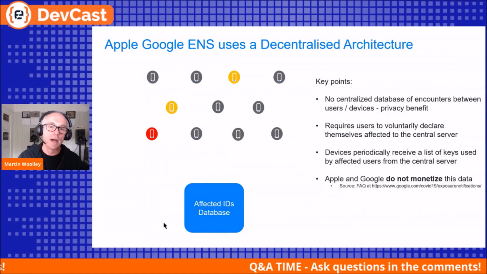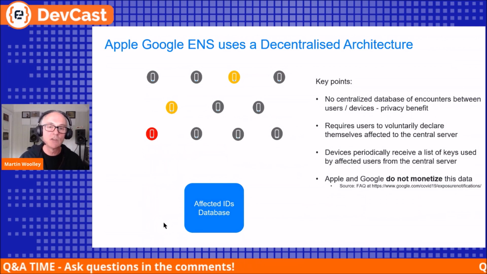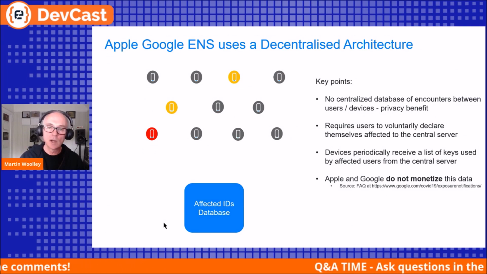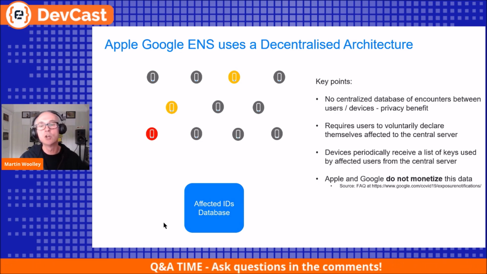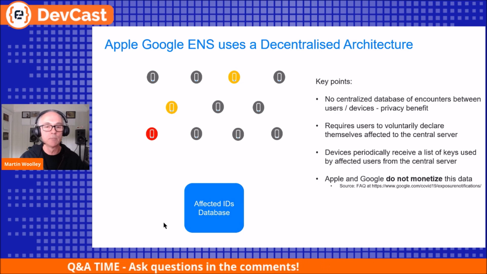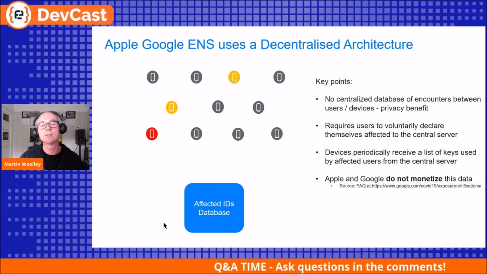And the first thing to know about the Apple Google ENS solution is that it uses the decentralized architecture. So there is no centralized database of all encounters between devices. Users do have to declare their status to a public health authority server, but that's done anonymously using an encrypted identifier that I'll say more about shortly. And according to their FAQ, Google and Apple do not monetize any of this data.